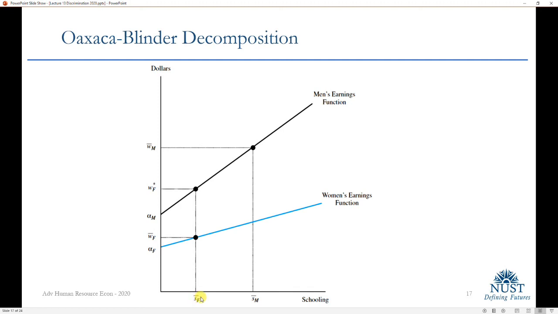Now, if there is a female with an average schooling level of SF, then she would be here. As per women's earning function, she will earn WF. But at the same skill level, if she was a male, she would earn this wage level. So I'm using the same schooling level, but extending this to the male earning function. On the contrary, if a male is at this skill level, he would earn WM. But if he was a female, he would earn a much lower wage rate, something around here. So it's very interesting to explore whether some of the differences are coming out of discrimination and some are coming out of skills or schooling.